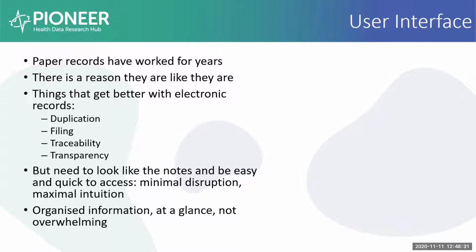Some things are much better though with electronic records, of course. You don't have to duplicate data over and over again. You can put it in one place and then copy it by the computer into other places. Filing is much better, and traceability and transparency in electronic systems is obviously very good because you've got an audit trail and people can't pretend that they wrote something when they really wrote it a long time later on.